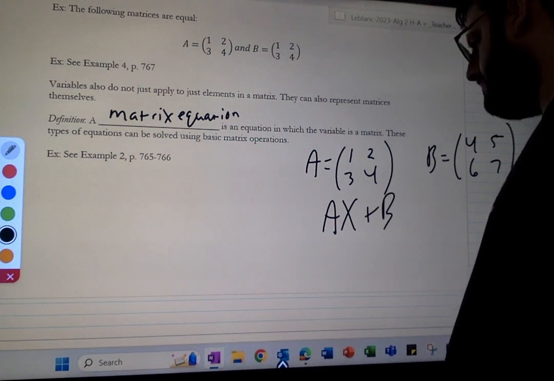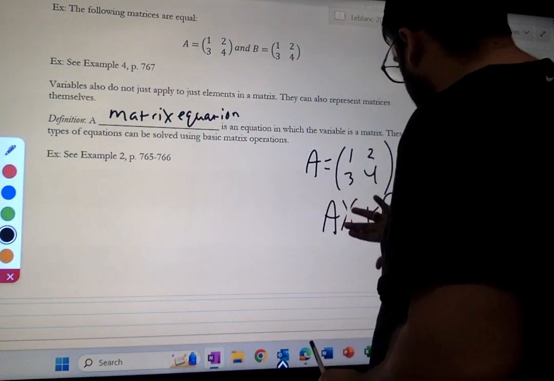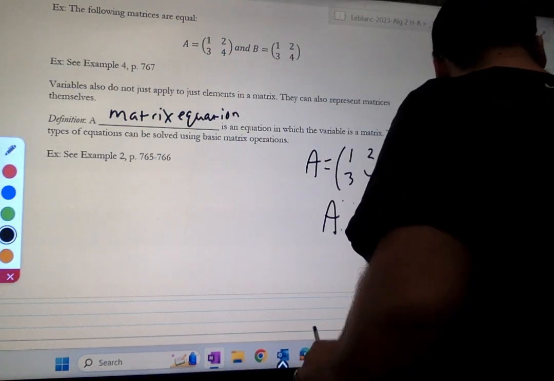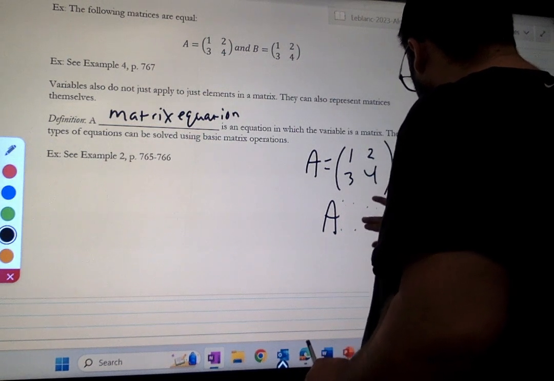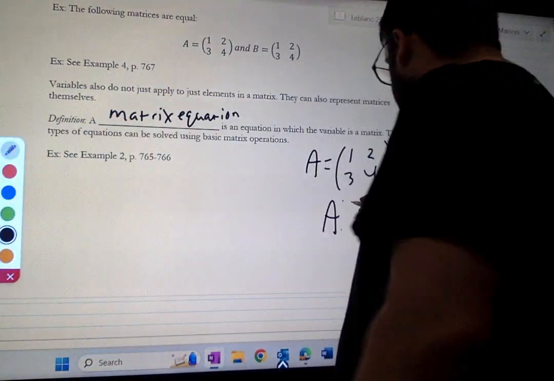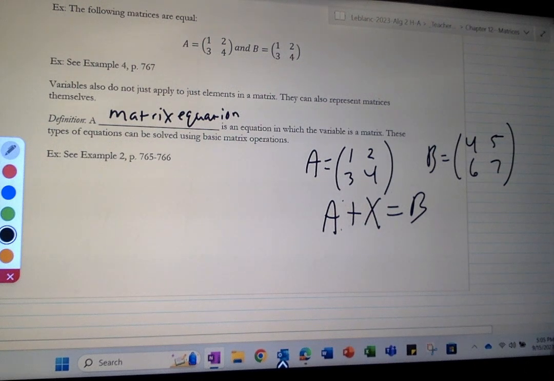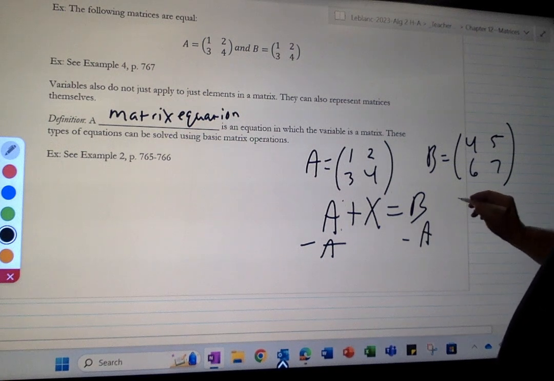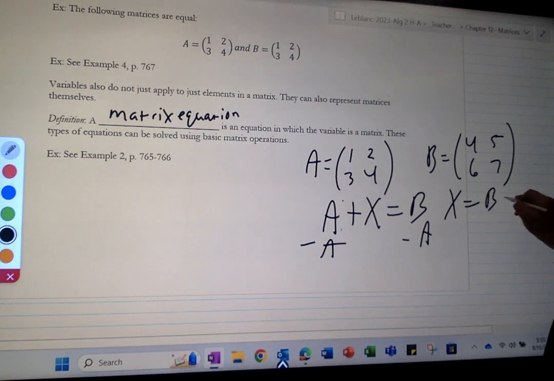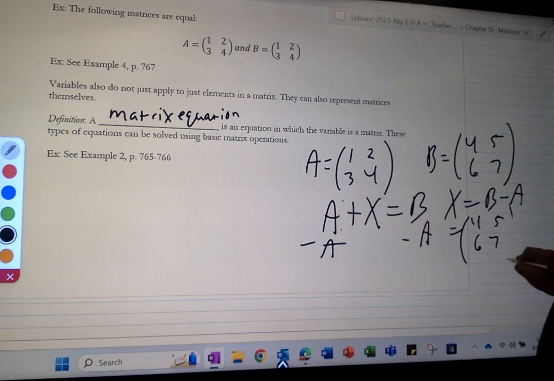AX is equal to B. Actually, hold on. Let me erase this. I got a better one. Let's say I want to take A plus X is equal to B, and I want to solve for X. Well, in order to do that, I have to subtract A on both sides. Okay, that means that X has to be equal to B minus A. Well, what's B minus A? That's 4, 5, 6, 7 minus 1, 2, 3, 4.